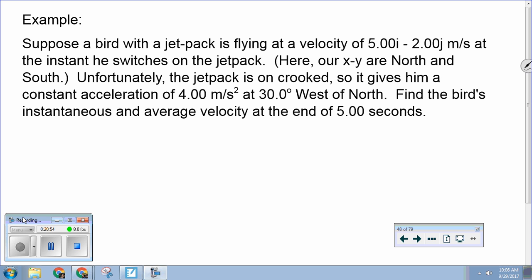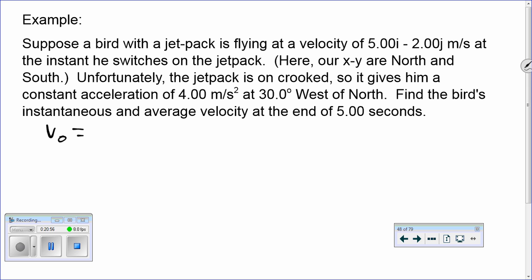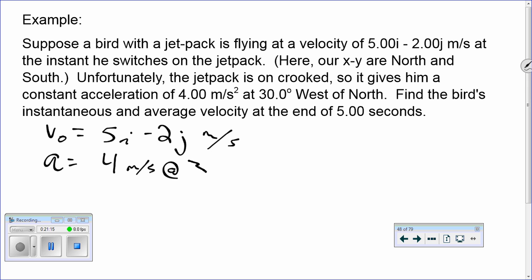Here's what we know. The bird is flying with an initial velocity of 5i minus 2j meters per second at the instant he switches on the jetpack. Unfortunately, the jetpack is on crooked, so it gives him an acceleration of 4 meters per second squared at 30 degrees west of north. Find the bird's instantaneous and average velocities at the end of 5 seconds. Accurate acceleration should be seconds squared. Thank you. Cool.